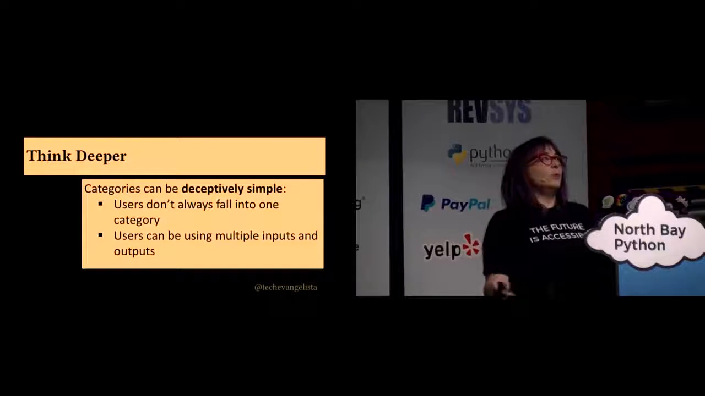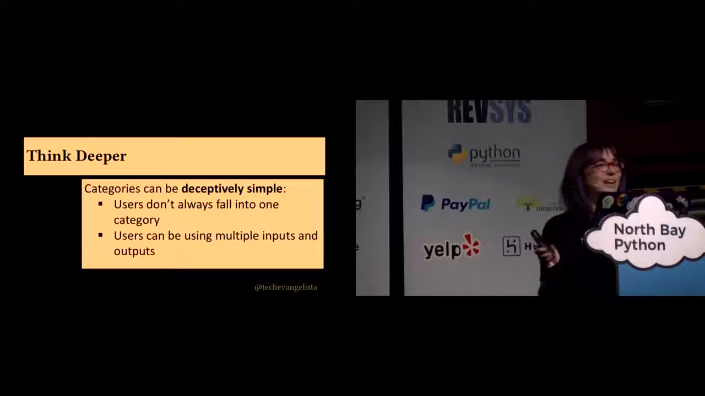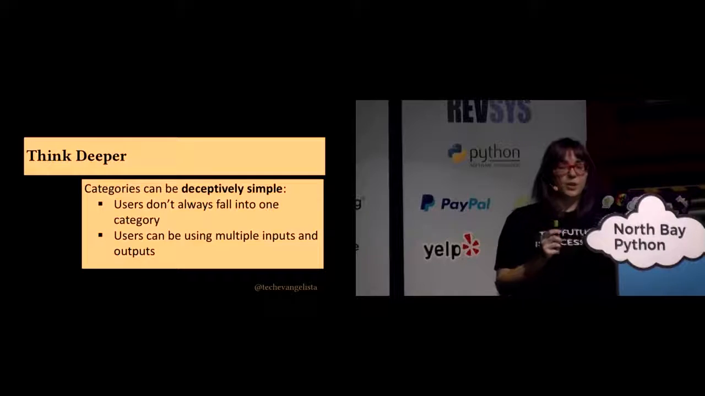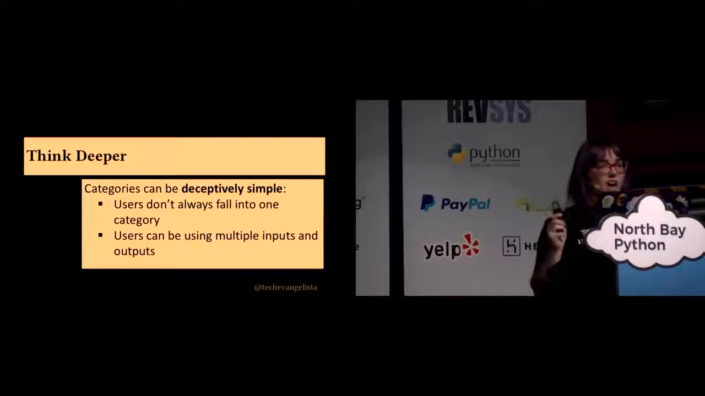But also, when we put things into categories, humans tend to put them into just one, right? Like, we make a category and we think everyone just slots into one category. But those are actually deceptively simple because users don't just fall into one category, right? Like, everyone gets sick, everyone ages. Someone with vision issues might also have motor issues or cognitive issues. It's not just one thing or another. And you have to also consider that.